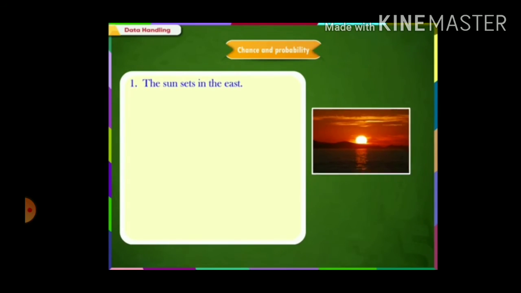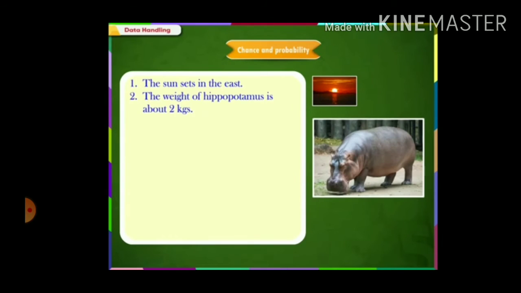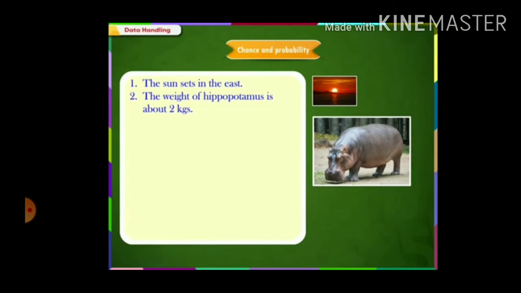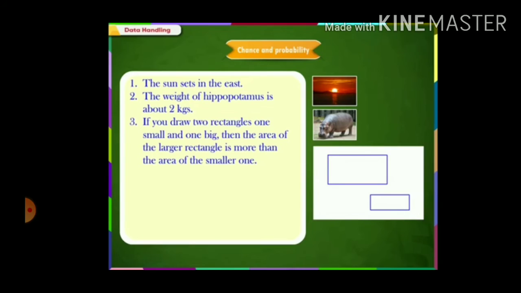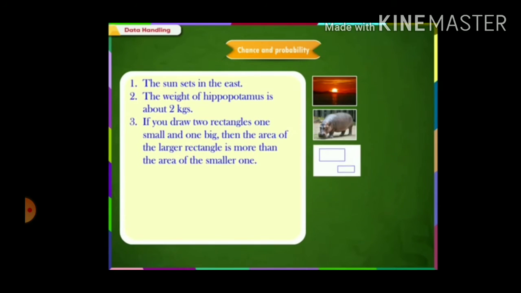Let us try to understand the meaning of chance with a few more examples. The sun sets in the east. The weight of a hippopotamus is about 2 kgs. If you draw two rectangles, one small and one big, then the area of the larger rectangle is more than the area of the smaller one.